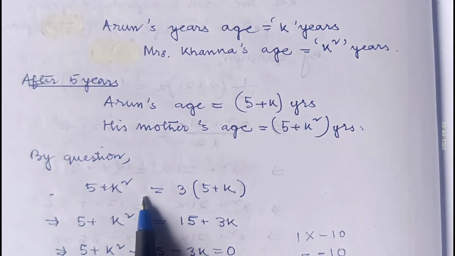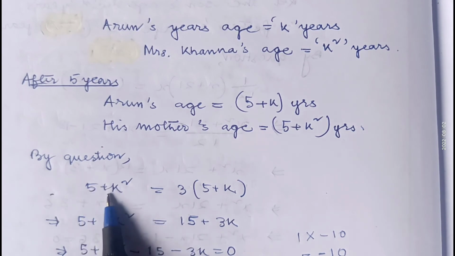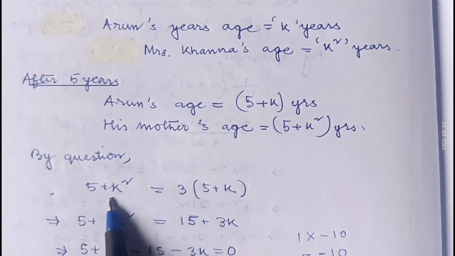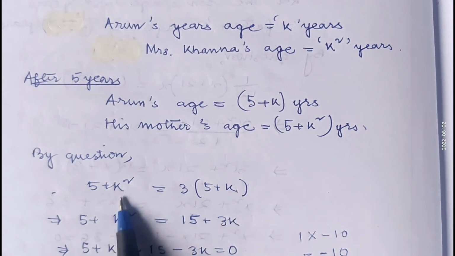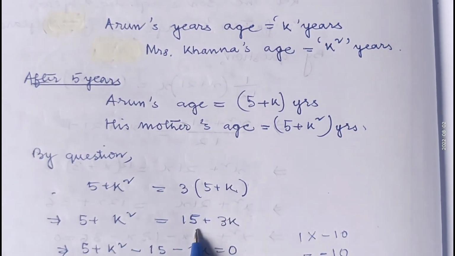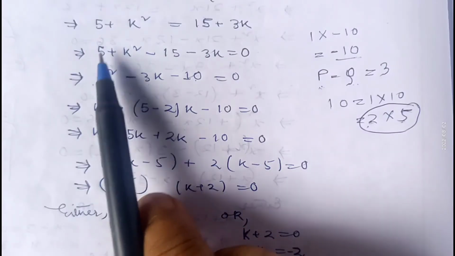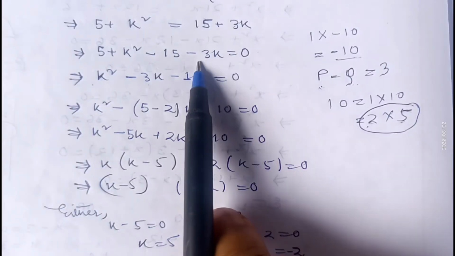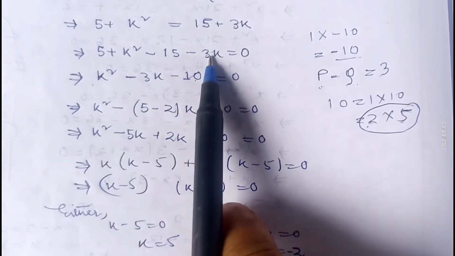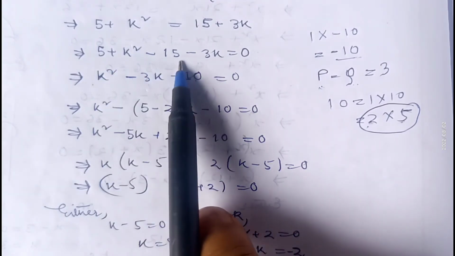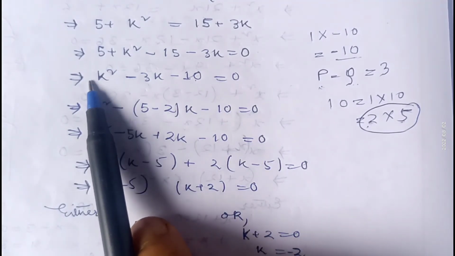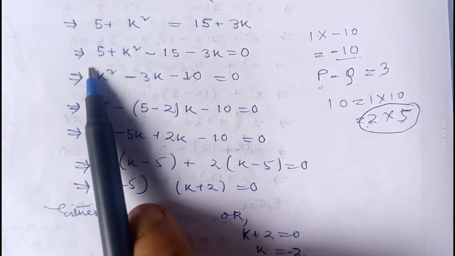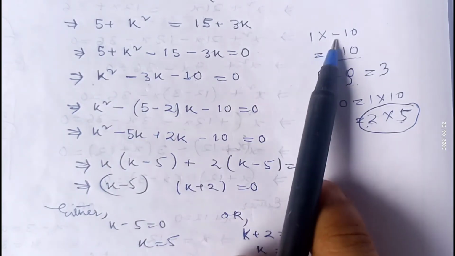Now according to the question, 5 years hence, mother's age will be 3 times as old as Arun. So this is mother's age after 5 years. This will be 3 times Arun's age after 5 years. So 5 plus k square equals 3 times 5 is 15 plus 3k. So 5 plus k square minus 15 minus thrice k equals 0. k square minus thrice k. Now 5 minus 15 will give minus 10 equals 0. Now here coefficient of k square is 1 and here it is minus 10. If I multiply coefficient of k square with minus 10, it will be minus 10.